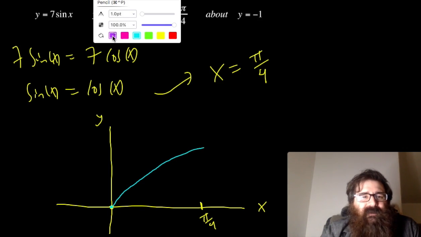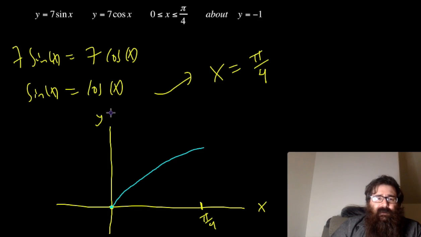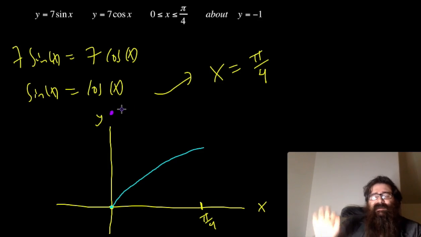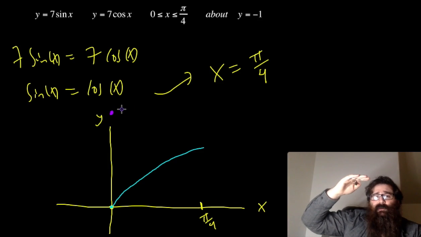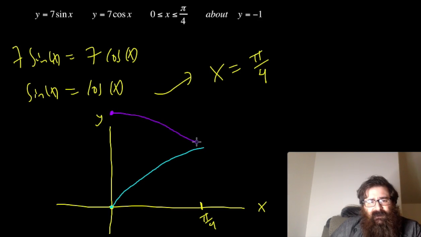Well, what about 7 cosine of x? Well, 7 cosine of x is going to start up at 7. Let's say 7 is maybe up here, something like that. So it starts at the height of its amplitude with cosine, but it's going to fall down, and it would reach 0 at pi over 2, which again, we're not letting it go all that way, just to pi over 4. So it's going to fall, and then they intersect at pi over 4.